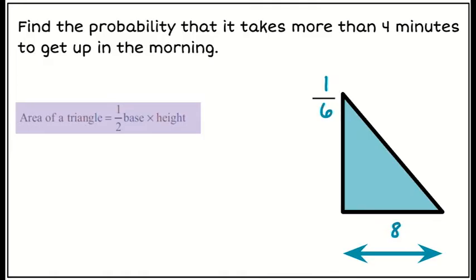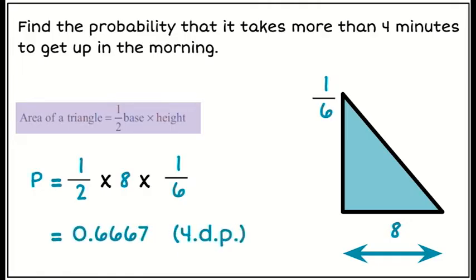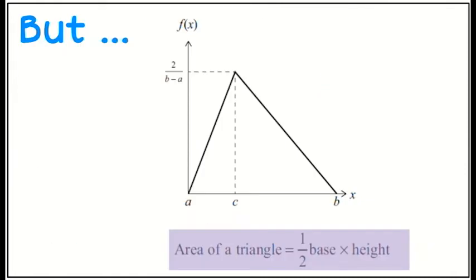So to find our probability, we're going to say probability equals half times the base, which is 8, times the height, which is 1 over 6. And that is going to simplify to 0.6667, which is also 2/3. So the probability that it takes more than 4 minutes to get up in the morning is 0.667. So that was all good. That was nice when we were able to use that tallest point.